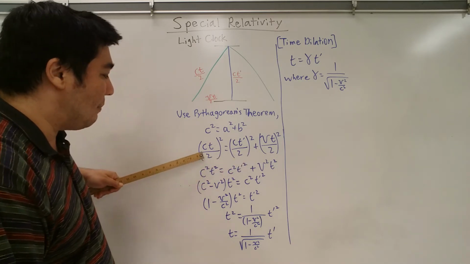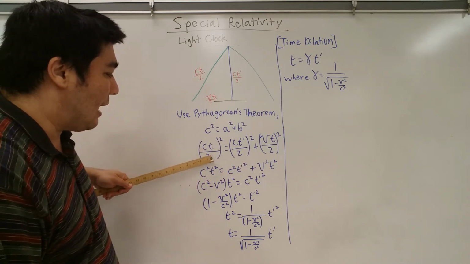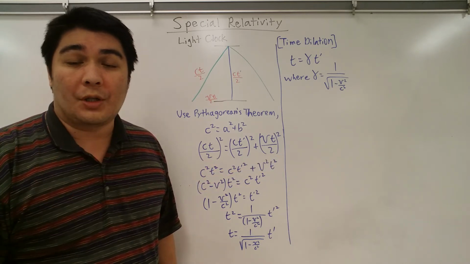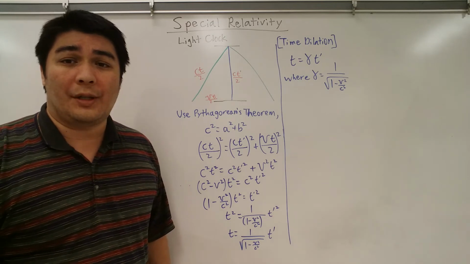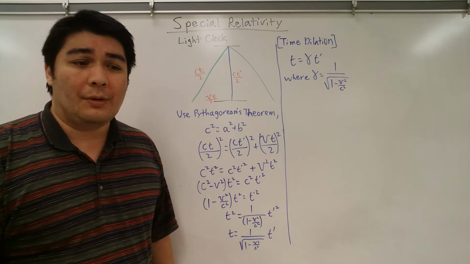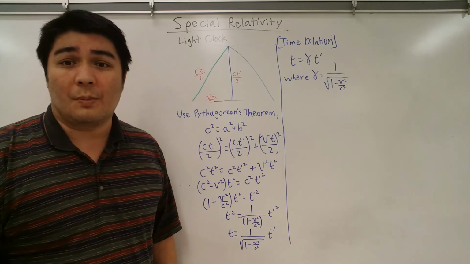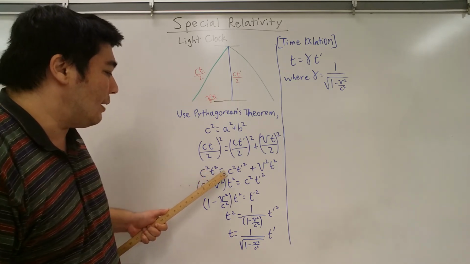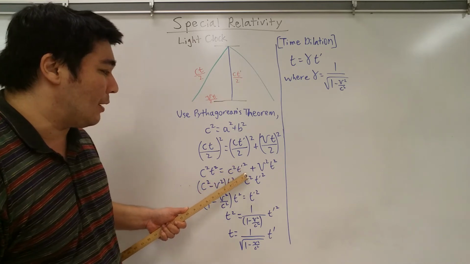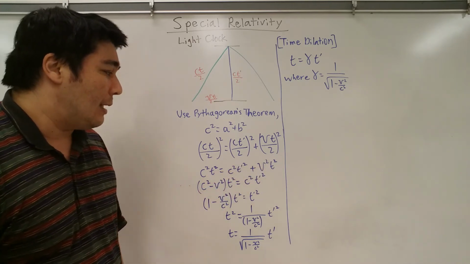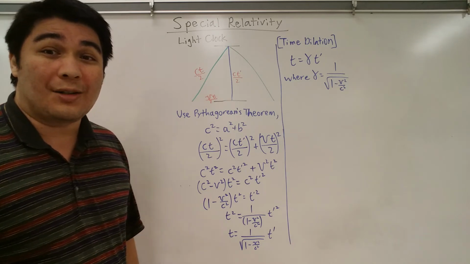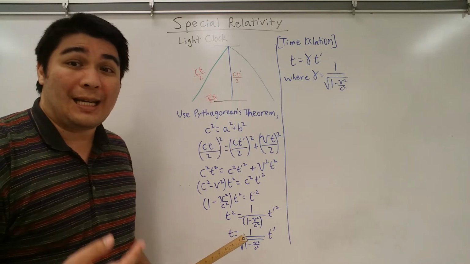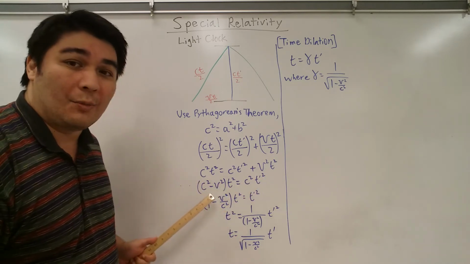But in this one, because this is squared, I multiplied every term in this equation by a factor of 4. Doing that gets rid of the over 2 symbol, the fraction, so then I can just move on from there. So what I have is this: c squared t squared equals c squared times t prime squared plus v squared t squared. You're going to hear a lot of those squares in there, so bear with me.